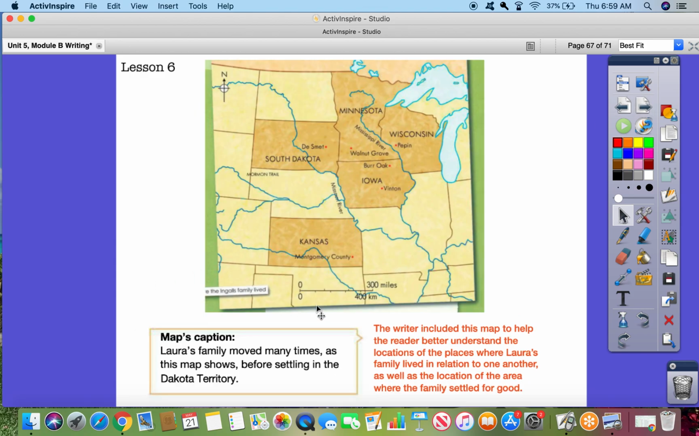Okay, so this is a picture of a map from page 17. So the map's caption says, Laura's family moved many times, as this map shows, before settling in the Dakota Territory. The writer included this map to help the reader better understand the locations of the places where Laura's family lived in relation to one another, as well as the location of the area where the family settled for good.